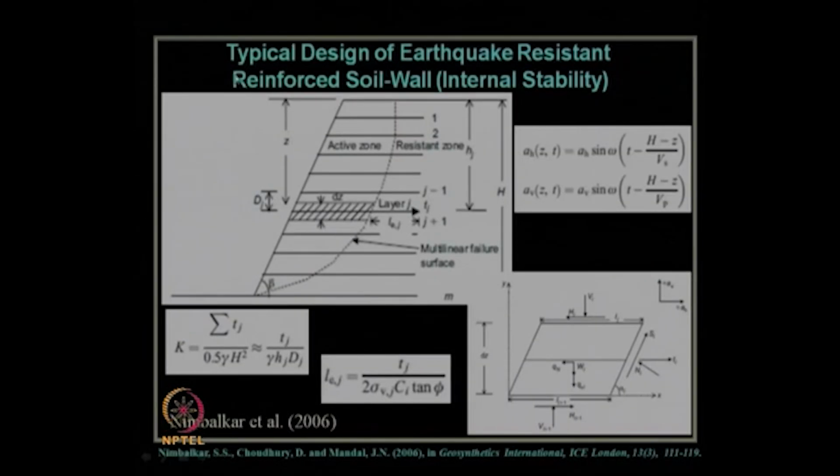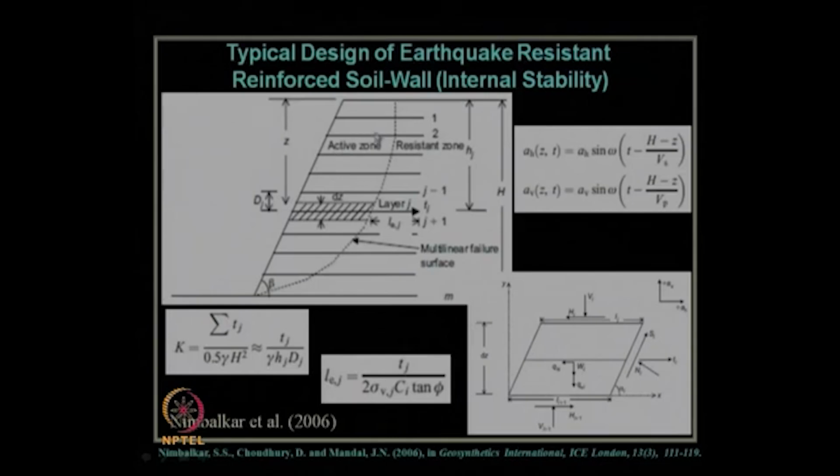So, there are two basic design criteria for reinforced soil wall. One is called internal stability criteria, another is called external stability criteria. Among these two stability criteria, let us first discuss internal stability. What is internal stability? It is the stability of the reinforced soil wall section, so that the reinforcement strength is proper enough to take care of the stresses coming due to the vertical height, etc.